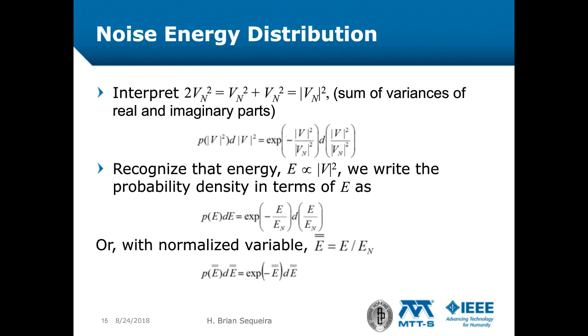Second, the transformation of the bivariate distribution in terms of the probability of the squared magnitude of the noise voltage fluctuations suggests a relationship to noise power, which, when sampled over time, relates to noise energy. In terms of normalized energy, the PDF is a simple exponential.